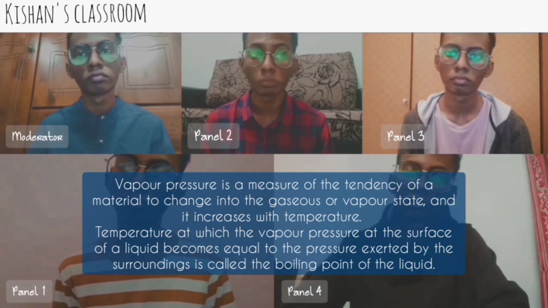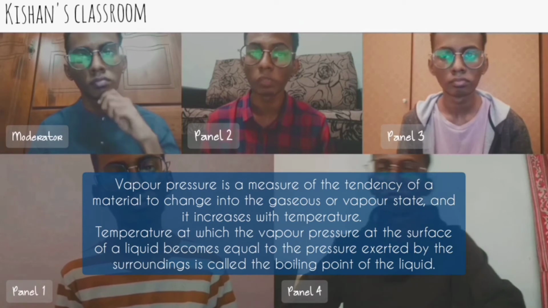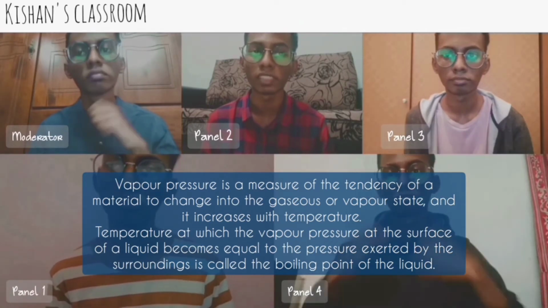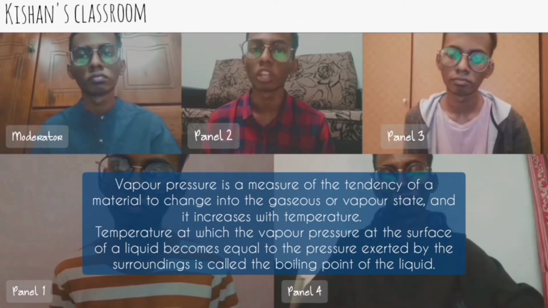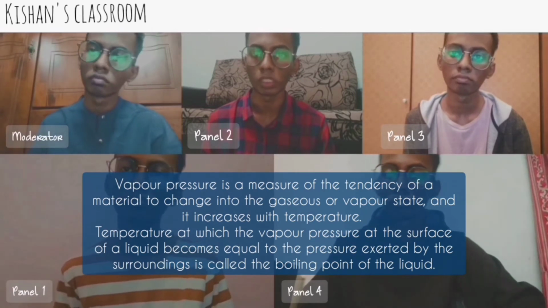The temperature at which the pressure at the surface of a liquid becomes equal to the pressure exerted by the surrounding is called the boiling point of the liquid.